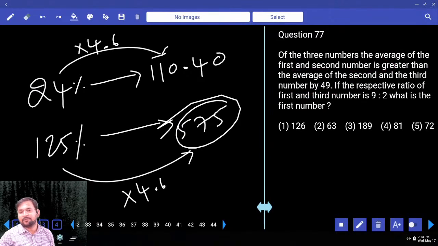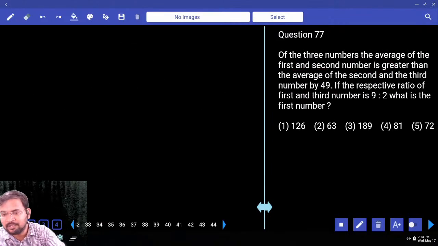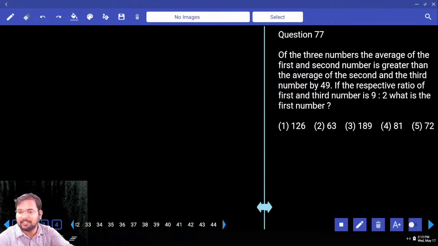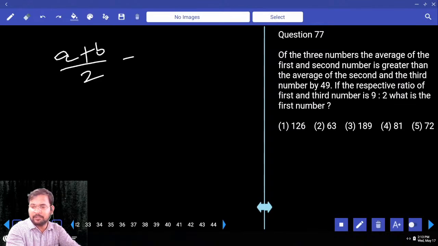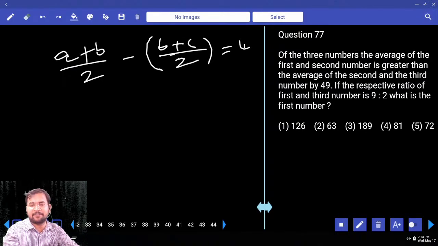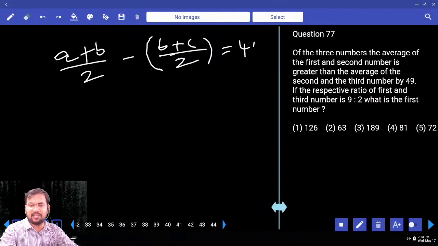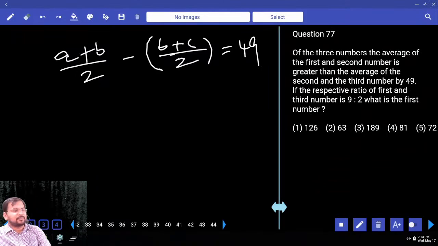Are you ready? Of the three numbers, the average of the first and second number is greater than the average of the second and third number by 49. The first and second average is (a plus b) by 2, and the second and third is (b plus c) by 2. The difference is 49. A and B's average is more than B and C's average by 49.